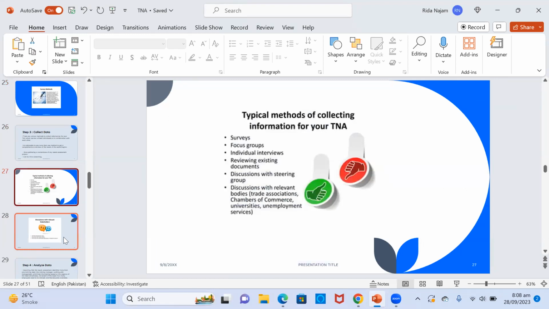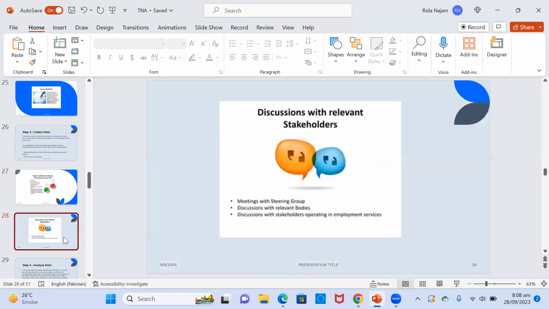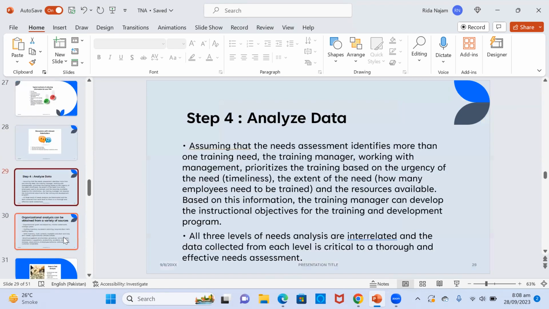Typical methods of collecting information for your TNA include surveys, focus groups, individual interviews, reviewing existing documents, discussions with steering groups, discussions with relative bodies, which includes trade association, chambers of commerce, universities, unemployment services, etc. Discussions with relative stakeholders. These include meeting with steering groups, discussion with relevant bodies, discussion with stakeholders operating in the employment services. Then we come to step 4, which is basically analyze that data.